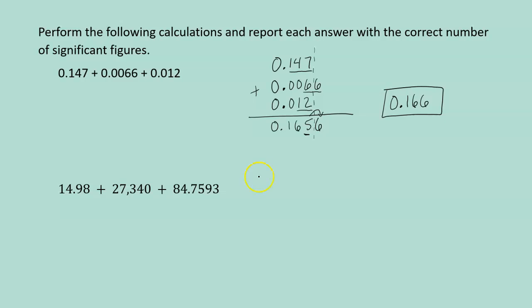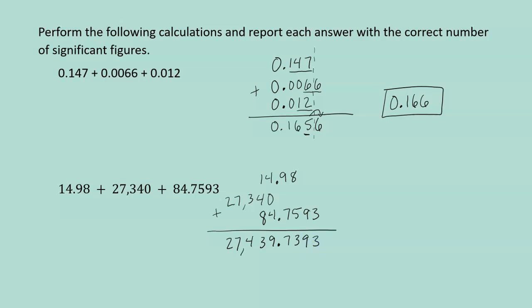Okay, and then the next example, we're going to do the same thing, line them up. Okay, again, making sure that the ones place lines up with that second number. And 84.7593. Okay, again, the calculator should come back to be 27,439.7393.